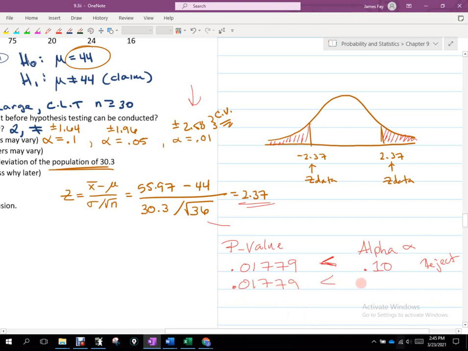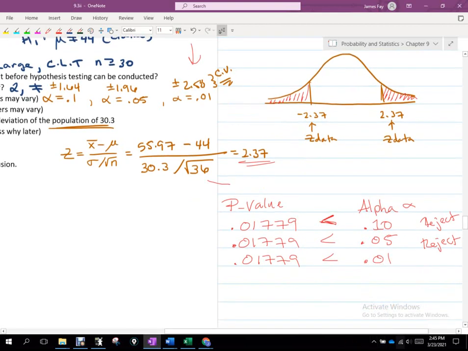At 5%, is that still less than 5%? So you would still reject. But a p-value of 1%, is this less than 1%?